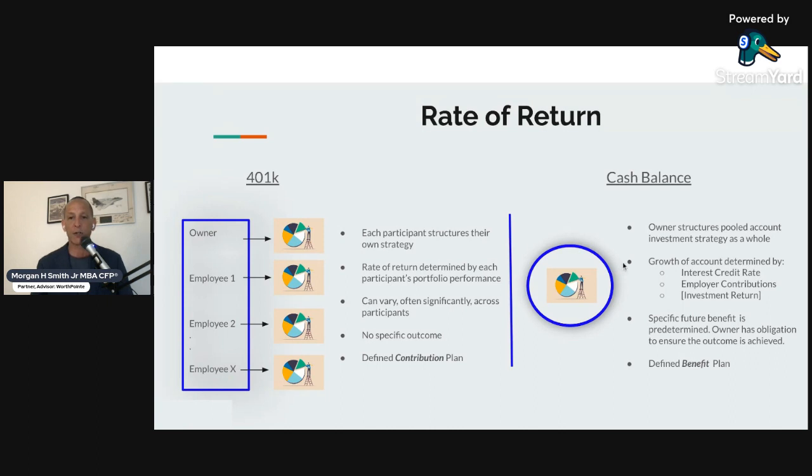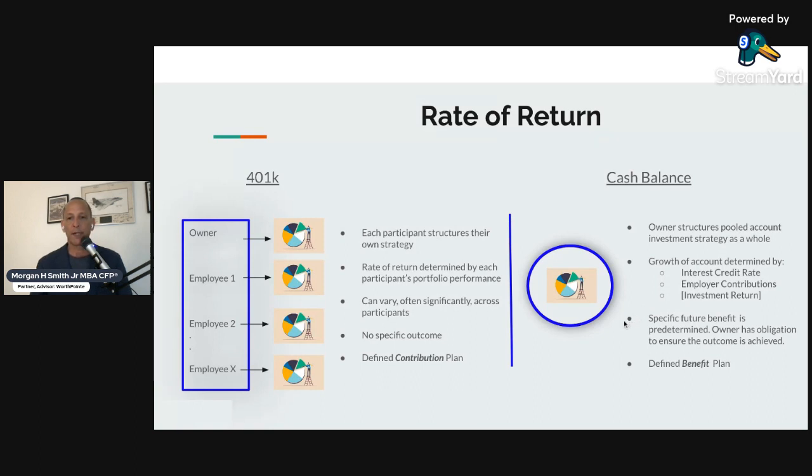The growth of an account in a cash balance plan is determined by the interest credit rate, which is written into the cash balance plan documents. Typically, we're seeing 4%, 5% as an interest credit rate. What is an interest credit rate? I've got that in other videos, a little beyond the scope of this. But the second factor in the growth of the account of a cash balance plan is the employer contributions on an annual basis. So very different from a 401k. There is an investment return element that plays into employer contributions on an annual basis, and we'll talk about that a little bit more.